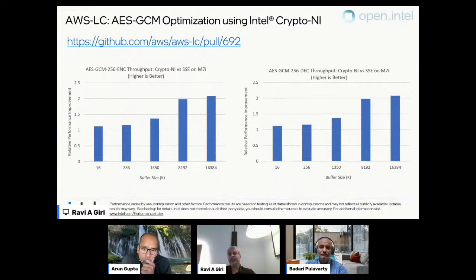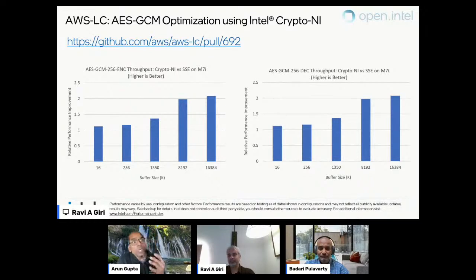If you compare it to M6i or M5, it will be a significant boost, because M7i on its own delivers a lot of performance improvement. We saw that in the last session that we did with Yaron. And so this is optimization on M7i itself, right? And also, as Badri mentioned, this is transparent to anyone that is using the AWS libcrypto or AWS LC. So any service in AWS or any customer that might be using AWS LC just gets this benefit.